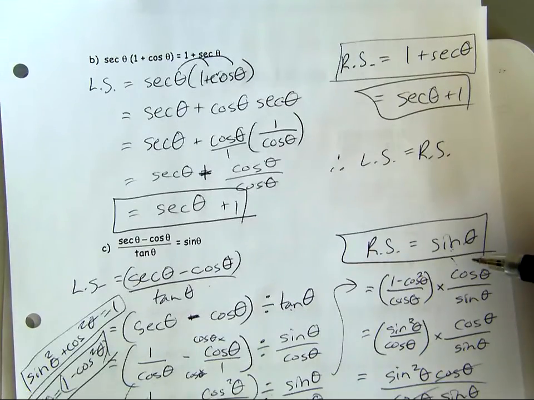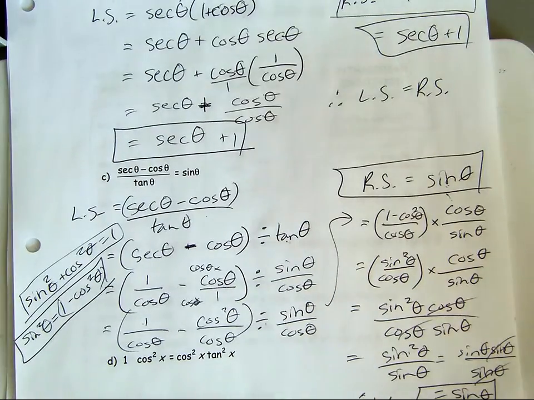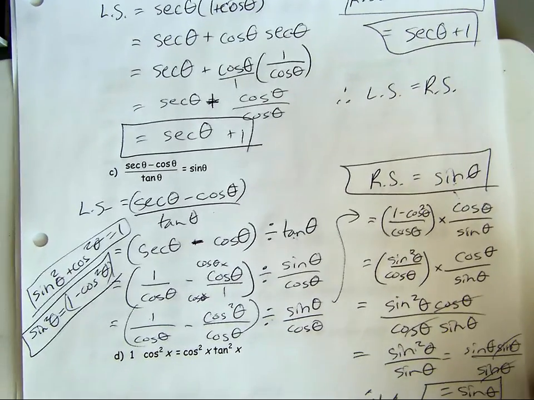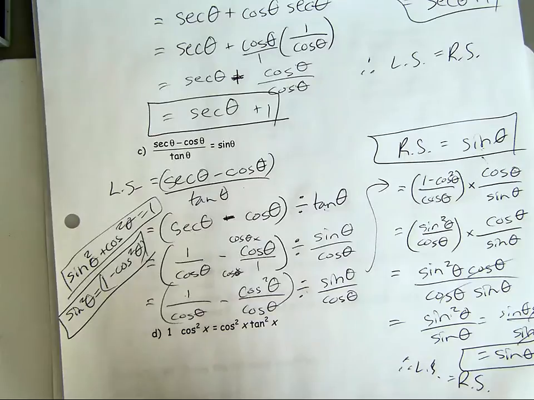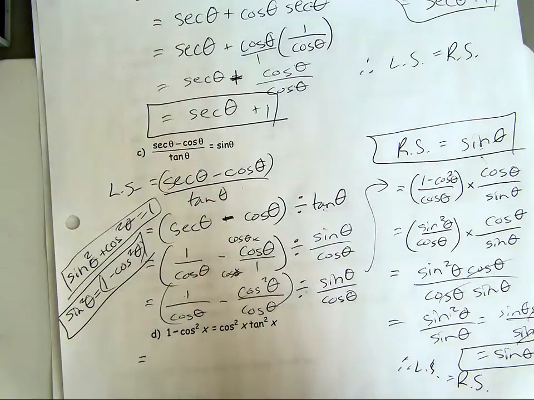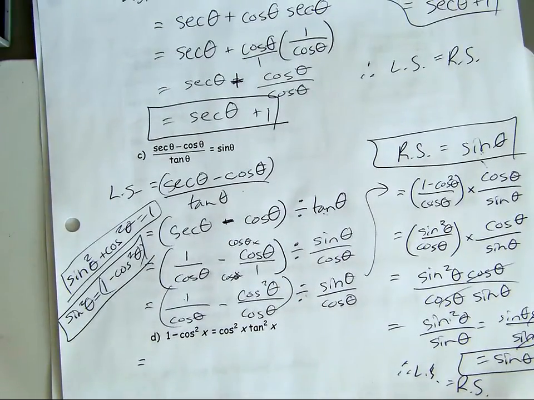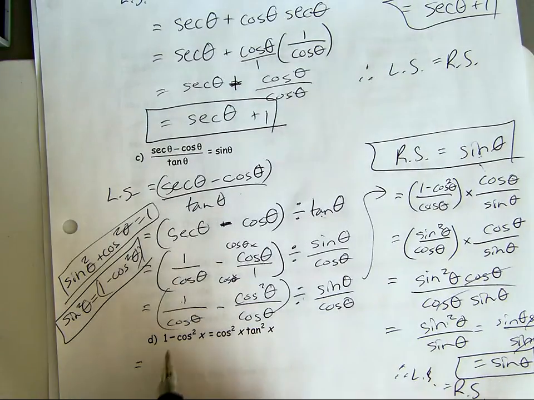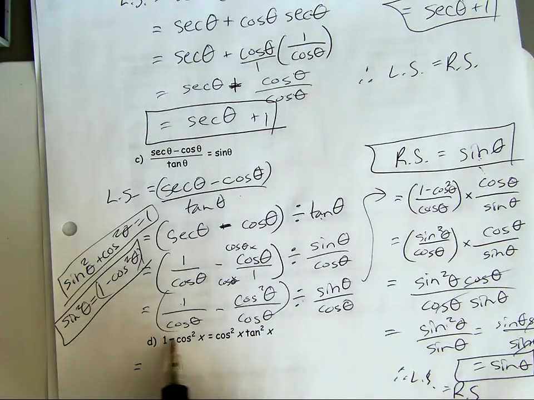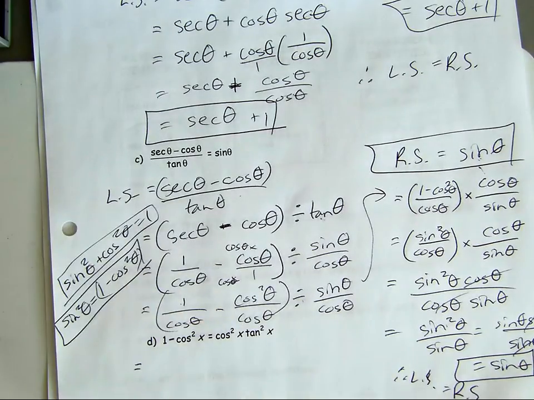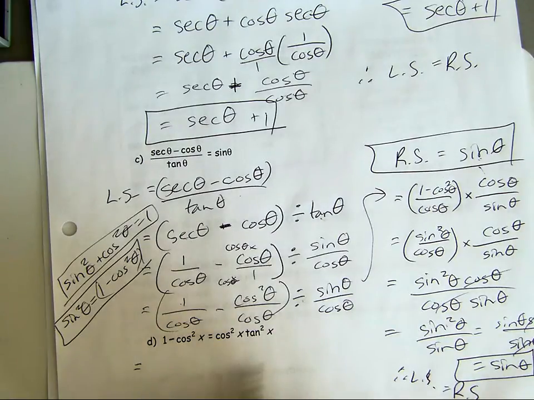Now people ask me all the time, how do you know what to do? I do not know what to do. I just try to make the more complicated side look like the simple side. So this one here, there's a minus sign in the middle there. So just look for part 2 of this lesson plan, and I'm going to do this one on a separate piece of paper, but it's 1 minus cos squared x equals cos squared x times tan x. So you can try to do this one just before I do it on the next lesson.